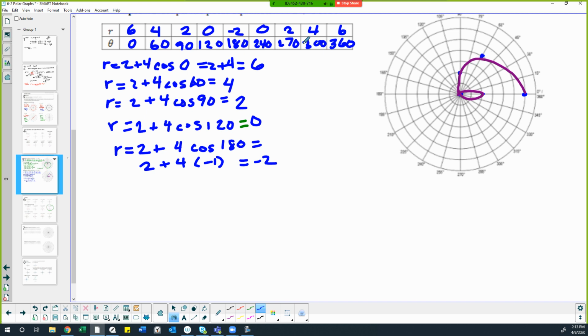And then 270 is 2. And 300 is 4. And then 360 is back to 6. So that completes our loop, to there.